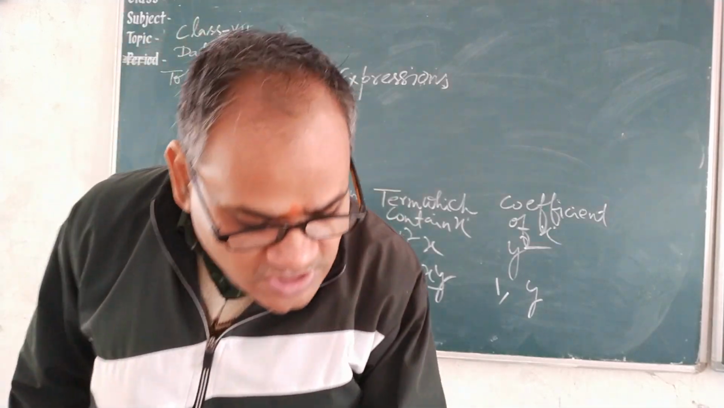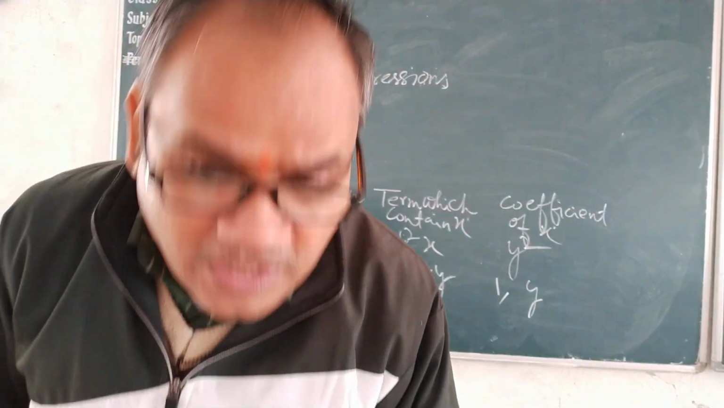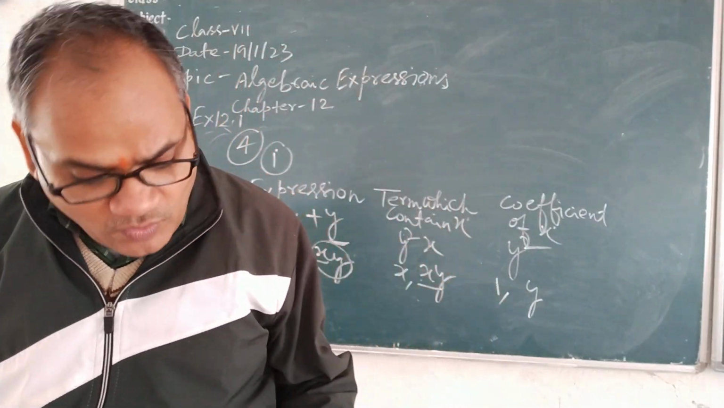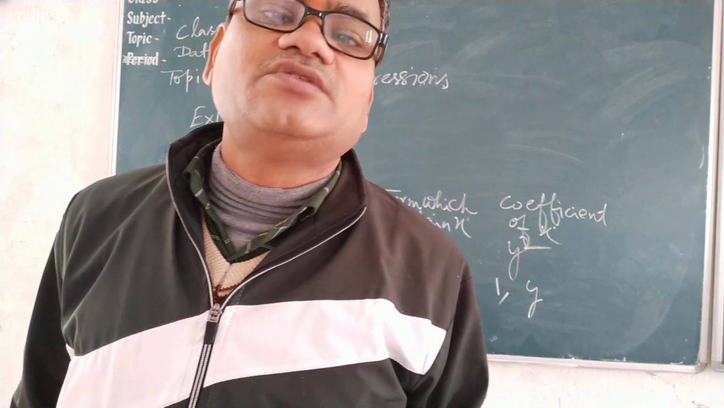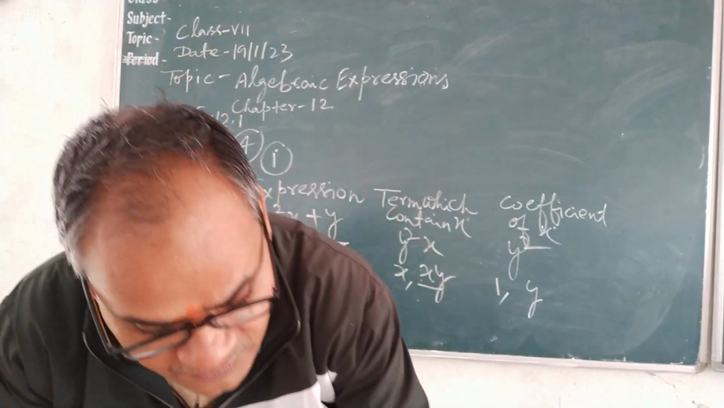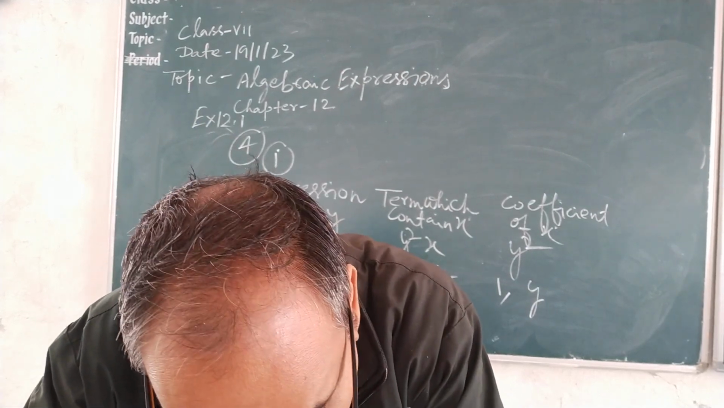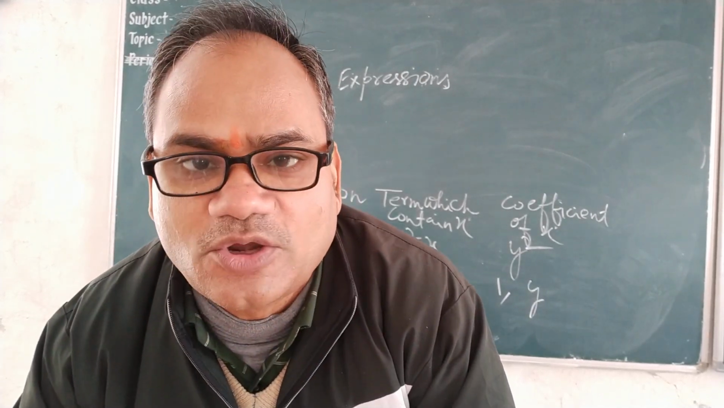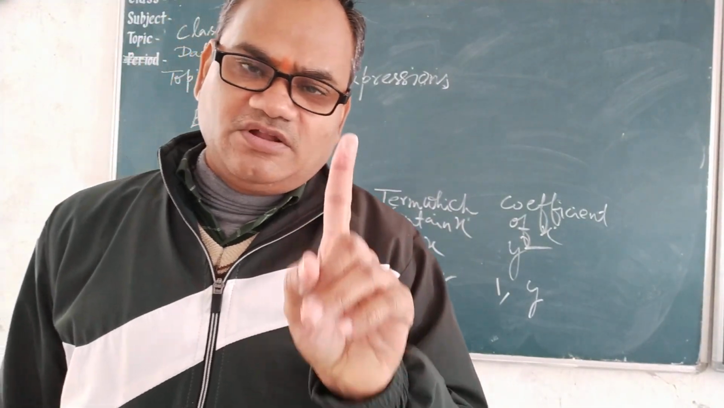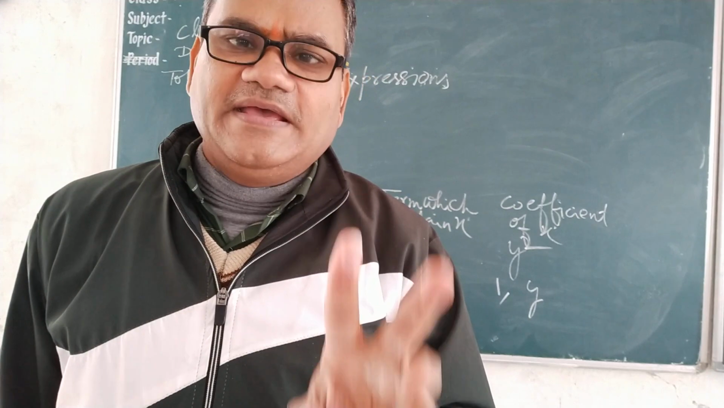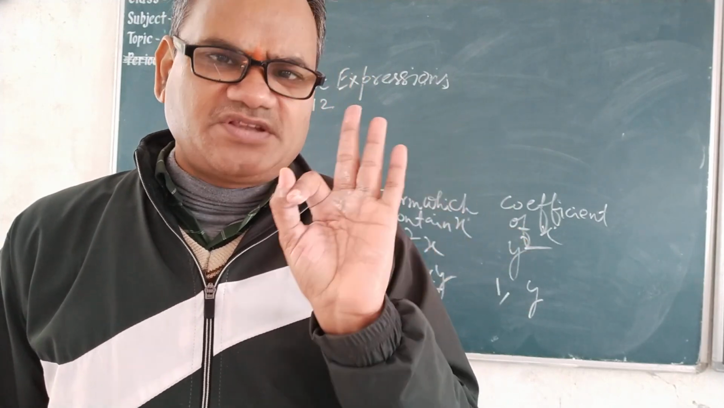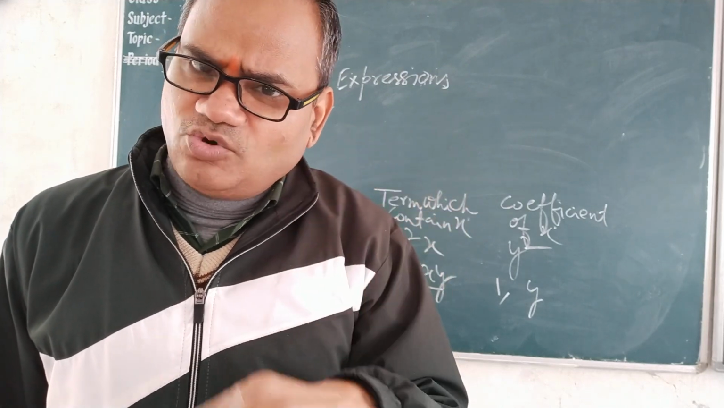Okay. Now in the same way you can do question number 4b. What is the question? Identify terms which contain y square and give the coefficient of y square. In the same way you can do. Now question number 5. Classify into monomials, binomials and trinomials. Means if an expression contains only one term, that is called monomial. An expression that contains two terms is called binomial. And an expression that contains three terms is called trinomial. You can do this question.